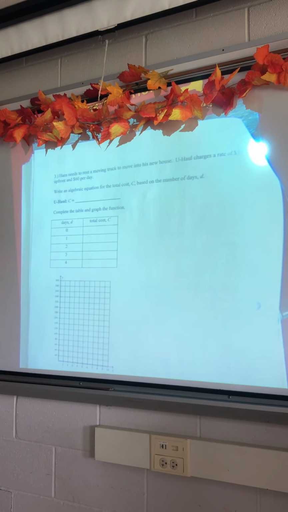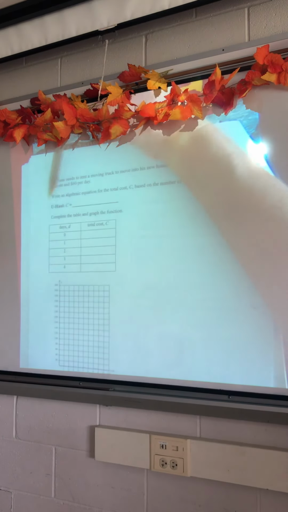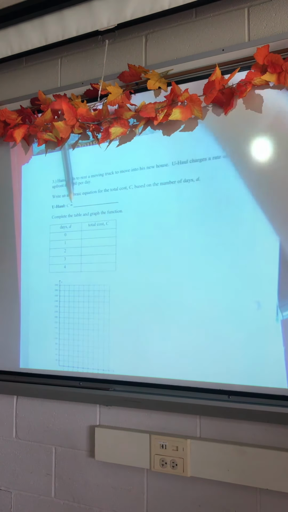Number 3 says, Hans needs to rent a moving truck to move into his new house. U-Haul charges a rate of $50 up front and $60 per day. Write an algebraic equation for the total cost C based on the number of days D. So they're already starting our equation for us. They said C equals. Remember, we're doing an equation, so it has to have an equal sign.